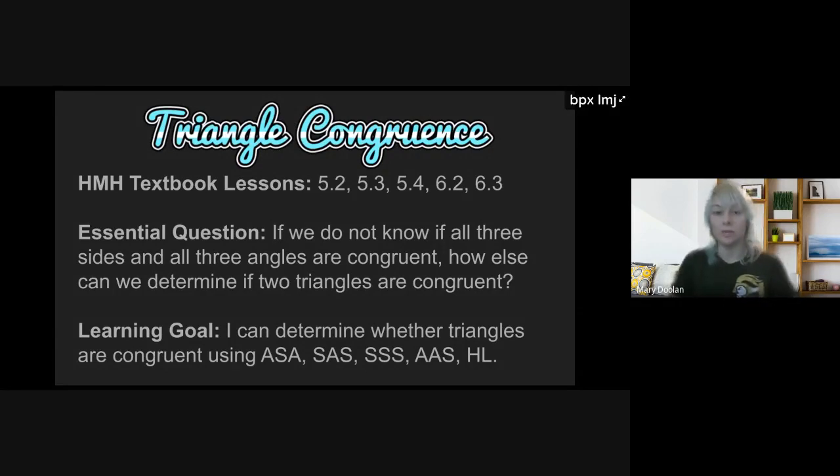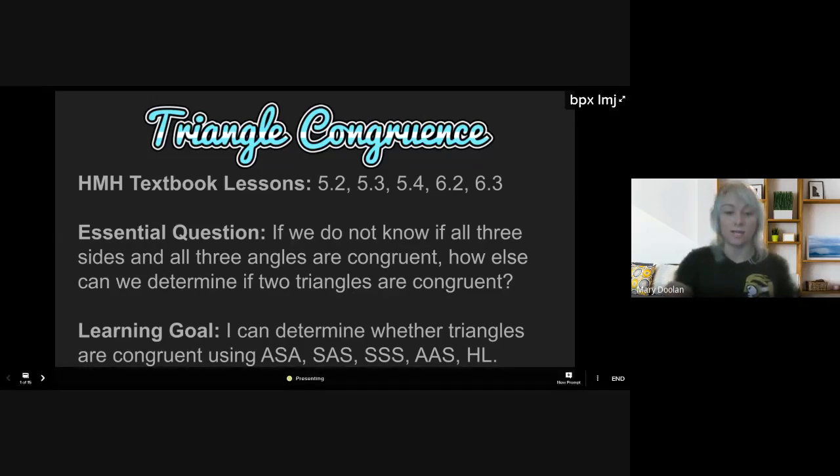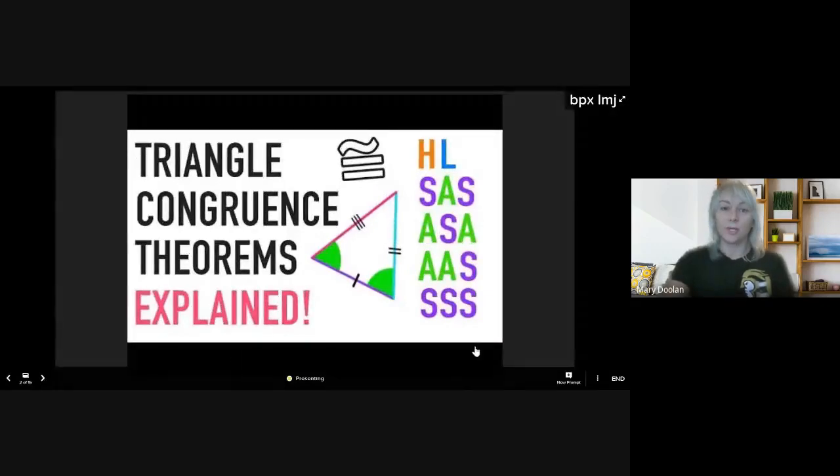That's what we were playing with yesterday in GeoGebra: we were trying to create triangles that were not congruent. We've seen that sometimes we don't have enough information, but there are certain cases where we do have enough. So the learning goal today is that I can determine whether triangles are congruent using angle, side, angle; side, side, side; angle, angle, side; and hypotenuse leg. These are our 5 congruence theorems that let us determine if 2 triangles are congruent without being able to tell they're congruent because we already know that all 3 angles and all 3 sides are the same. So we're going to start with a little video.